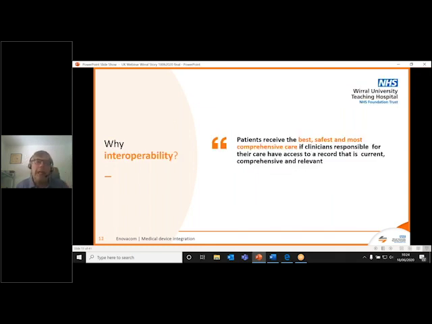So why is interoperability important? Well, patients will receive the best, safest, most comprehensive care if clinicians responsible for their care have access to a record that is current, comprehensive, and relevant.